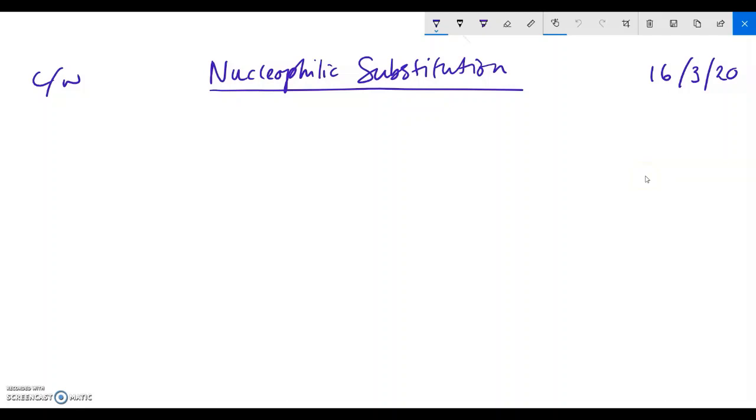Right, okay. So last lesson we did a number of different tests looking at the reactions of halogenoalkanes, and the one that I'd like to focus in on, well, two of them actually, were the reactions of the halogenoalkanes, firstly with sodium hydroxide and secondly with water.